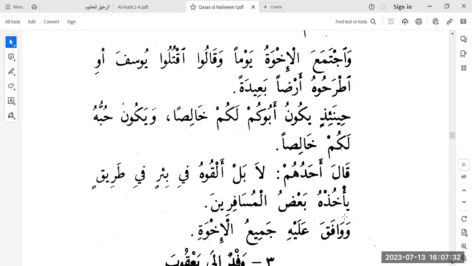Wa wafaqa alayhi jami'ul ikhwa. Wafaqa is form 3. So form 3 means to agree. Wafaqa in form 3 means to agree. Wafaqa alayhi jami'ul ikhwa. So jami'ul ikhwa means all of the brothers, is a file of wafaqa. So all the brothers agreed on it, agreed upon it, right? So we will throw him in the far off land.